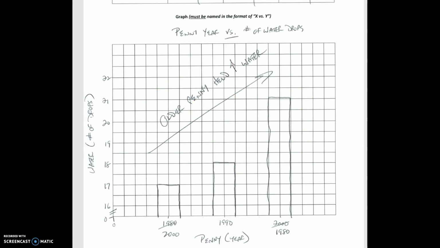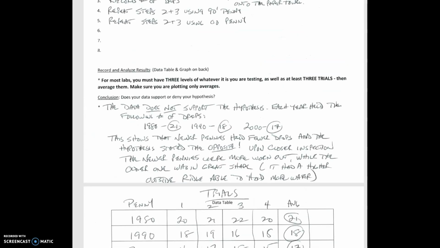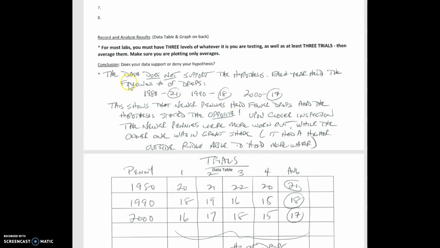So let's take a look and see what our conclusion is. It says the data does not support the hypothesis. Or you could write it, the hypothesis is not supported by the data. Or you could say, the data denies the hypothesis. Or you could say the hypothesis is denied by the data. Anyway, any way you want to do that.